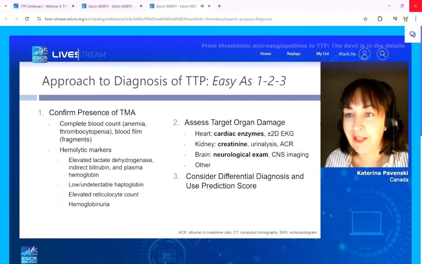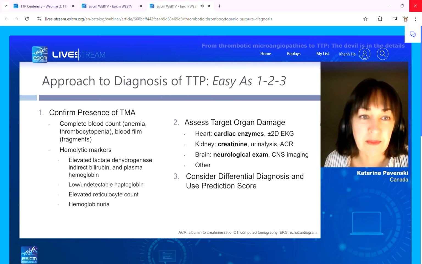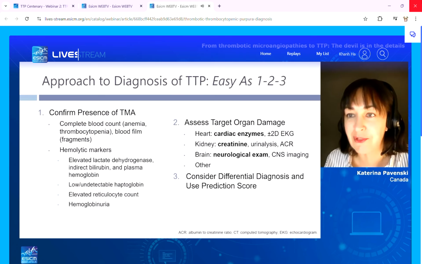So, how do you approach the diagnosis? I think there should be 3 basic steps. If you encounter a patient in whom you suspect TTP, first and foremost is to confirm presence of TMA. So complete blood count to look for anemia, thrombocytopenia, and of course look for those fragments on the blood film.